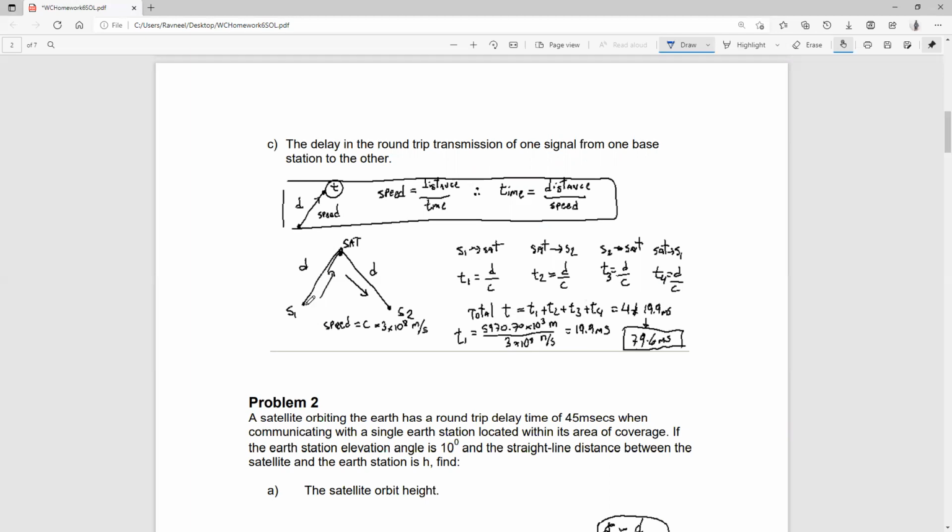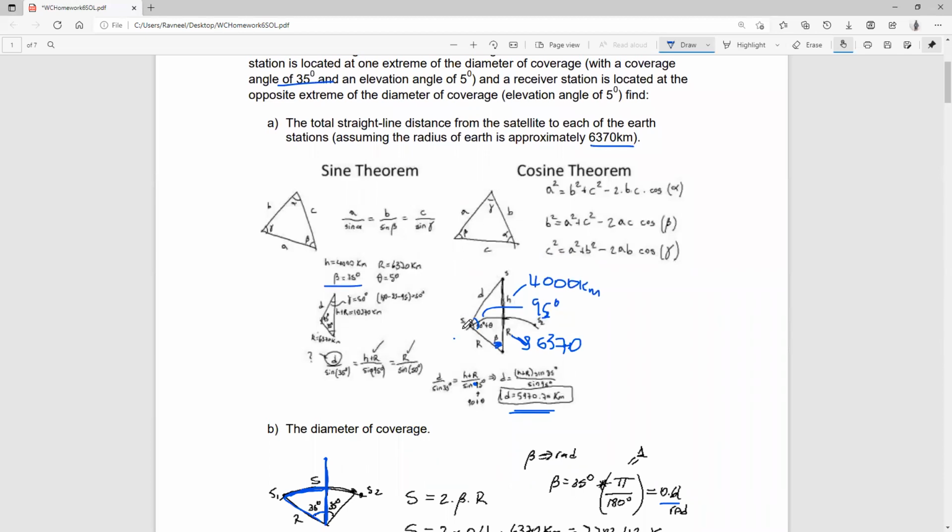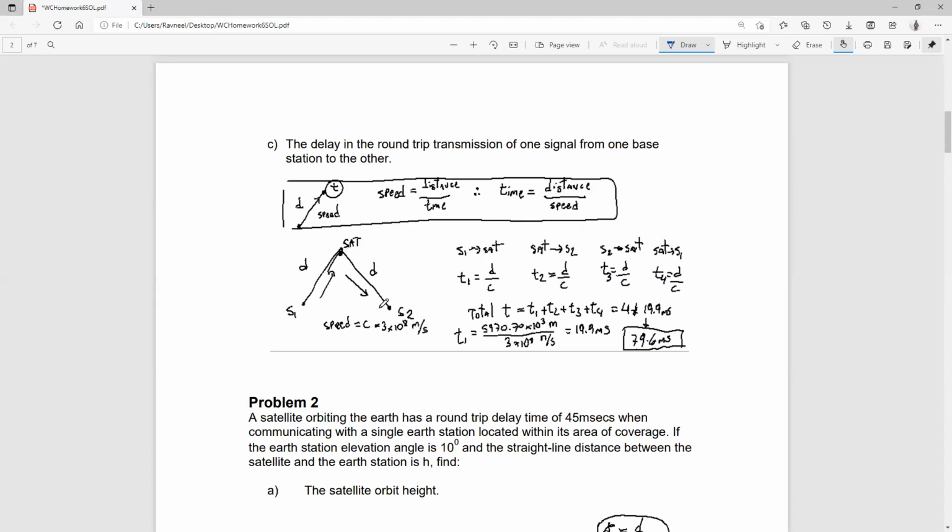The first thing is, let's say, the distance. We know the distance between S1 and the satellite, right? If we take this representation of the satellite and the Earth station, we can draw a figure something like this, right? If we draw a free body diagram of that, in this particular case, there will be a time delay from S1 to the satellite, right? So let's say we are using this as a transmitting station. So there will be a time delay from S1 to satellite that is known as T1.